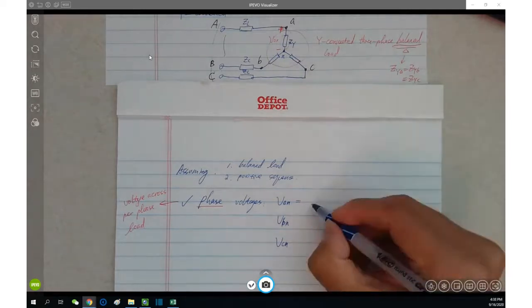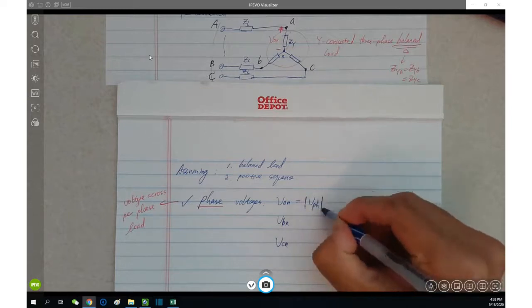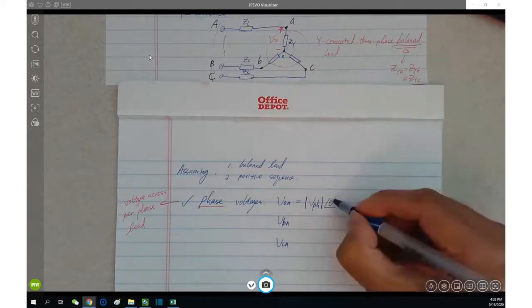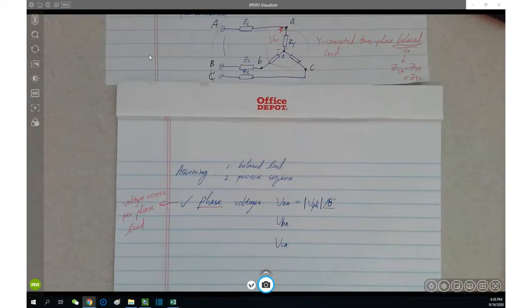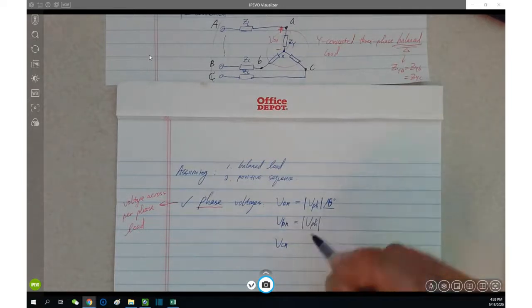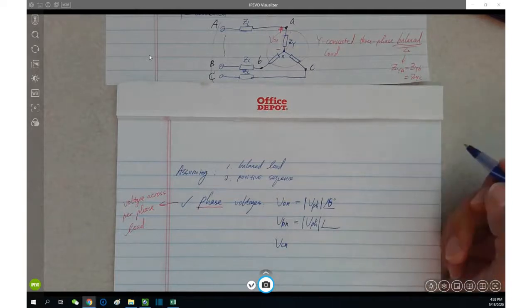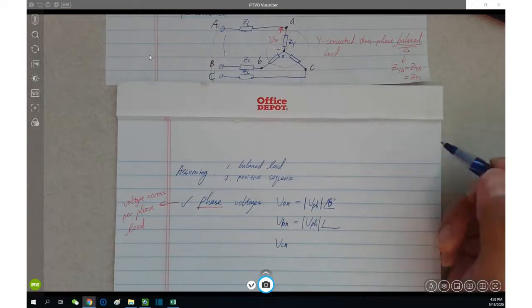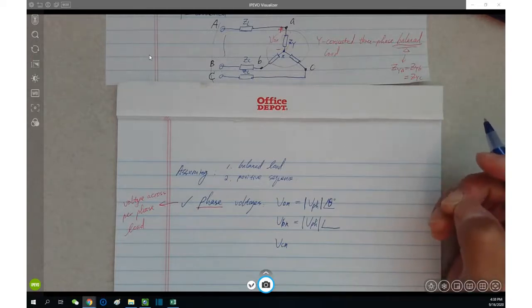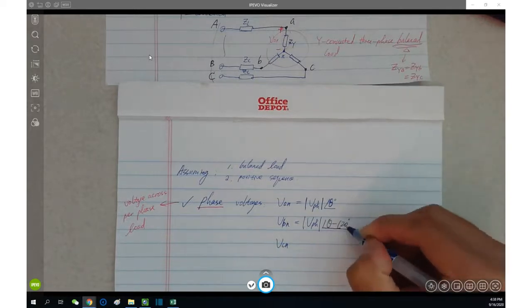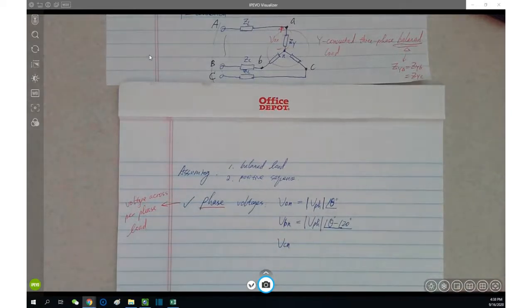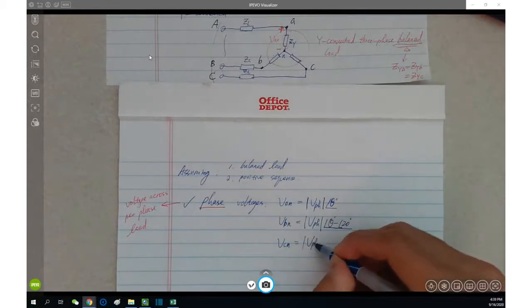Their relationship is fairly easy. You have V phase magnitude with an angle of zero, or say an angle of theta. You assume a non-zero value. Since it's balanced, V_BN is going to have exactly the same magnitude. And what angle do you think? Theta plus 120? Close. Negative 120. Excellent. Why is that? Because we're doing a positive sequence. Exactly. Very good. Be careful of this.